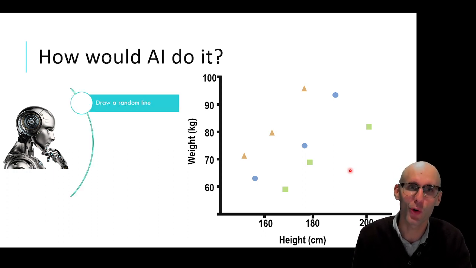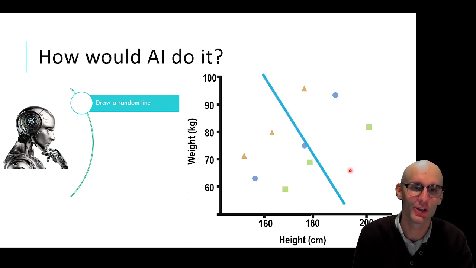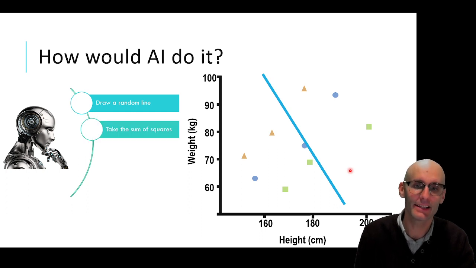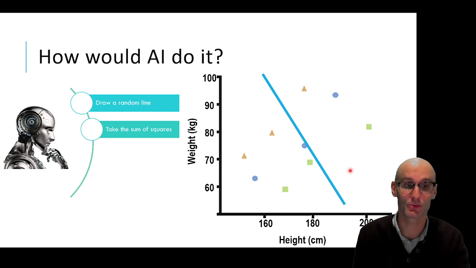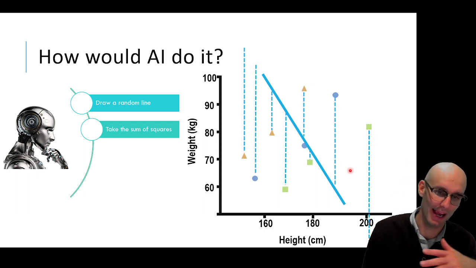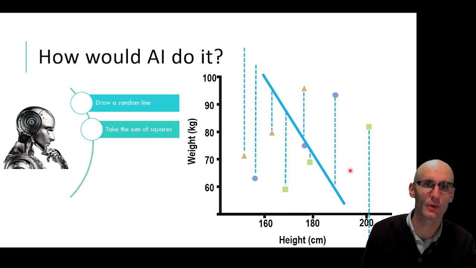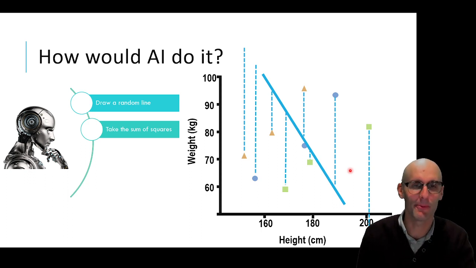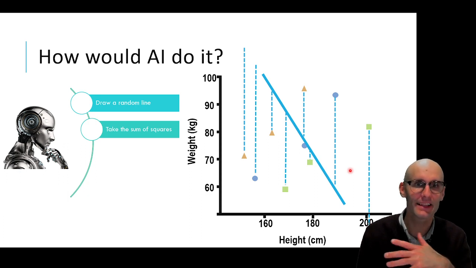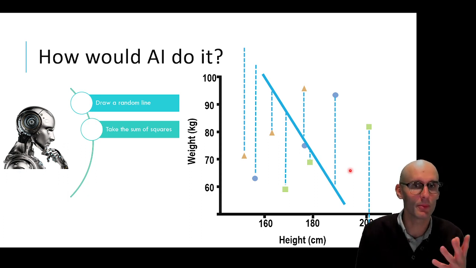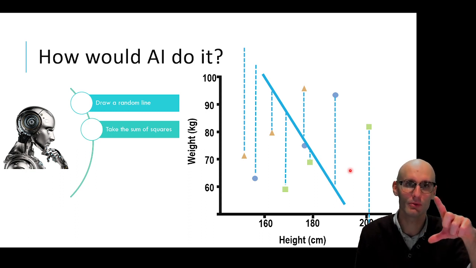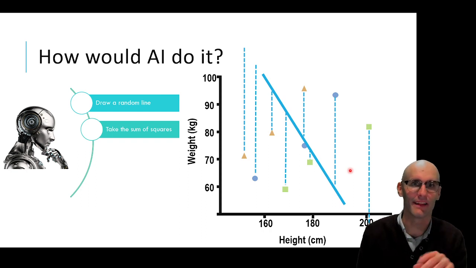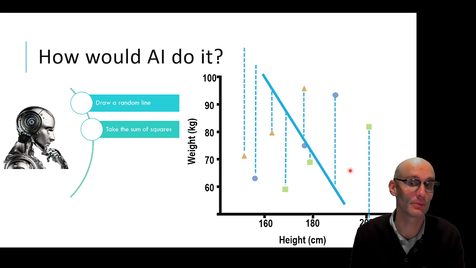First of all, draw a random line. This is what AI does. You draw a random line. So we're drawing this line, not a great line, but that's the line we're drawing. Next, you take the sums of squares. Now, this isn't what always happens in AI, but this is how AI would approach this problem. So we're going to work out the distance between all the data points, then we're going to square them, then we're going to add them together. That's a certain formula as well, by the way. Take the distance between the point and the model, square it, add them all together. That's a formula to create the sums of squares, right?